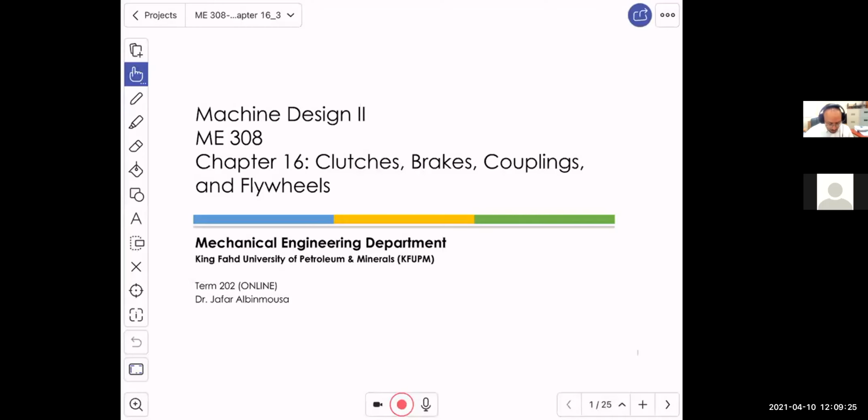Okay, Bismillah ar-Rahman ar-Rahim. So today we are going to talk about the new chapter 16, which is going to be the last chapter we are going to cover this term. And this chapter is about clutches, brakes, couplings, and flywheels.